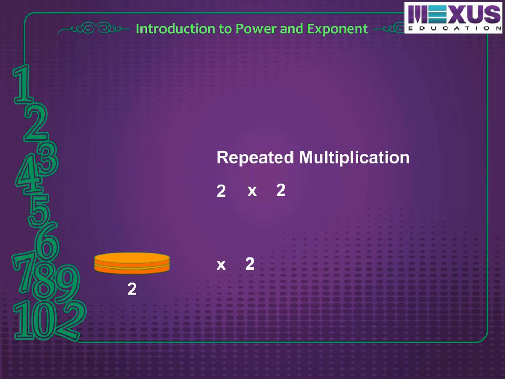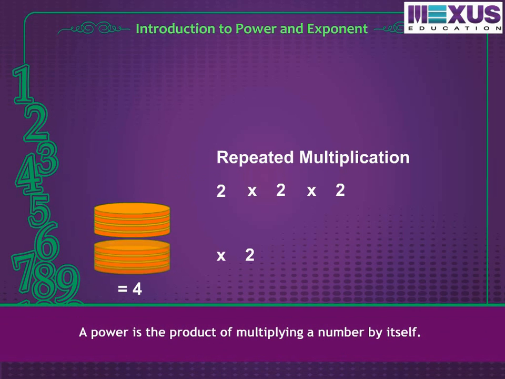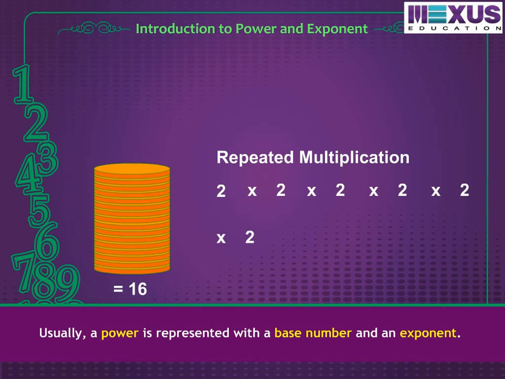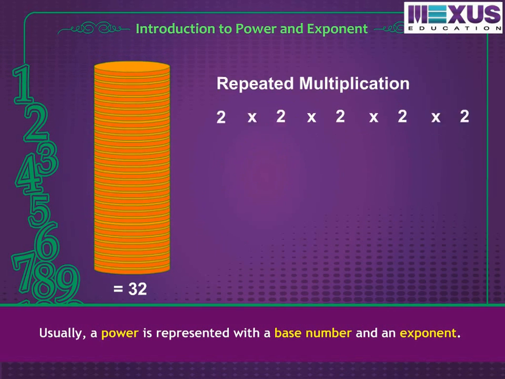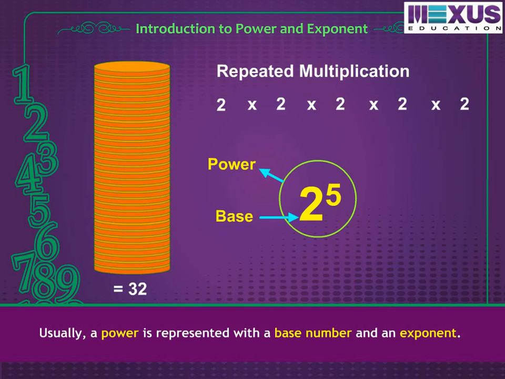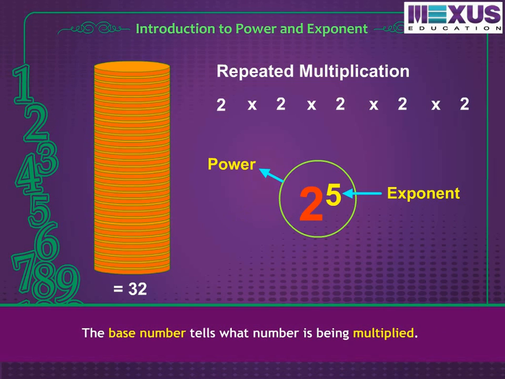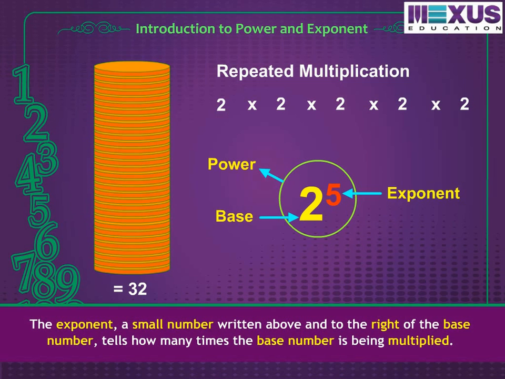Let us understand the meaning of powers and exponent. A power is the product of multiplying a number with itself. Usually, a power is represented with a base number and an exponent. The base number tells what number is being multiplied. The exponent, a small number written above and to the right of the base number, tells how many times the base number is being multiplied.